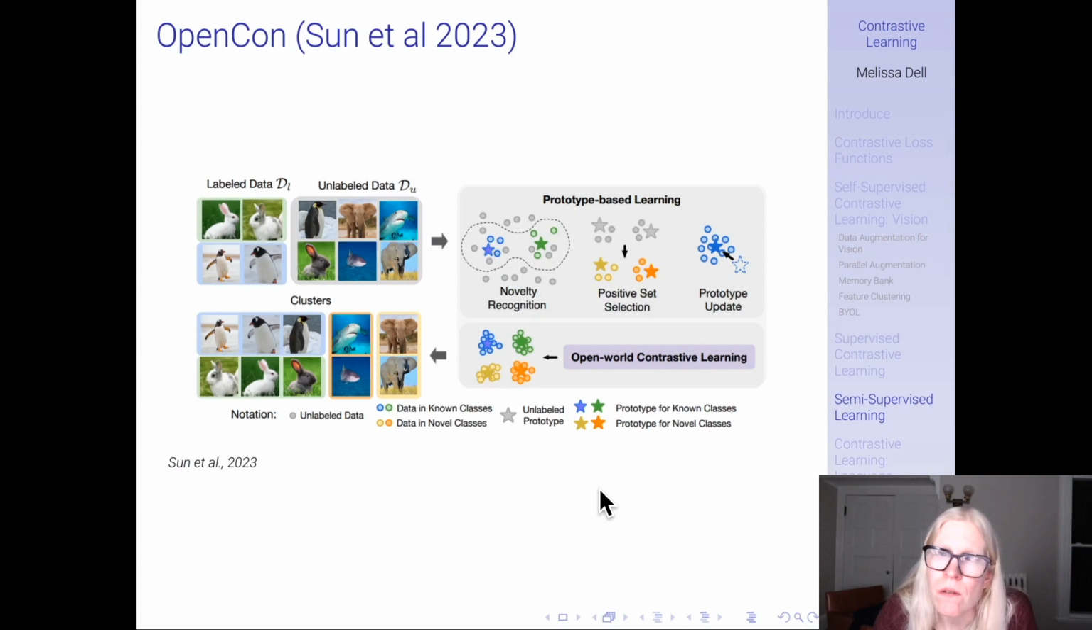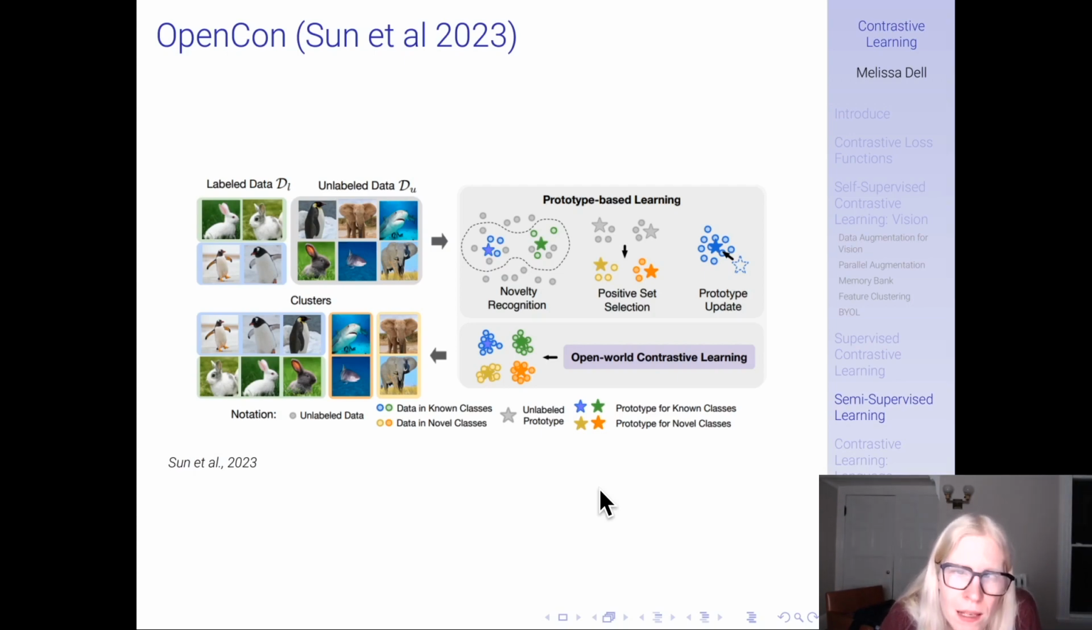And those are labeled as novel classes. And again, you can do clustering and compute the prototypes for those novel classes. And so you see here, you have prototypes for known classes, which may be associated with unlabeled data points that we think, based on clustering, belong to the known class. And then you have these prototypes for novel classes.